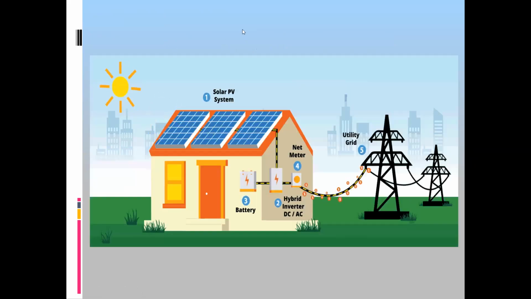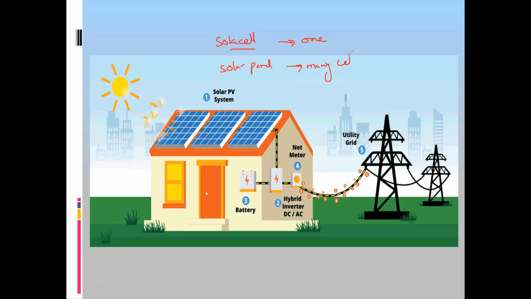So as you can see here in this picture, the heat and the light energy is there from the sun, which falls on this panel. Solar PV system means a photovoltaic system, called PV system, or you can also say solar cell. So what is the difference between solar cell and panel? Solar cell means it is one, but solar panel means many cells are together. So when many solar cells are together, we call that a solar panel.